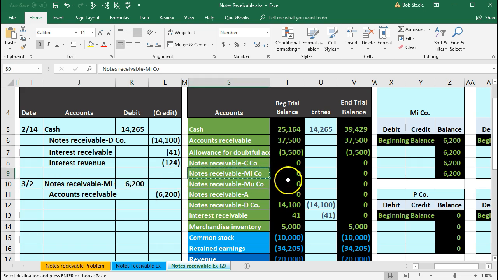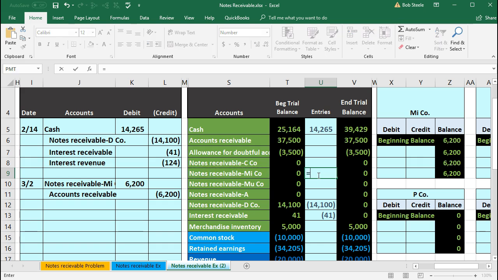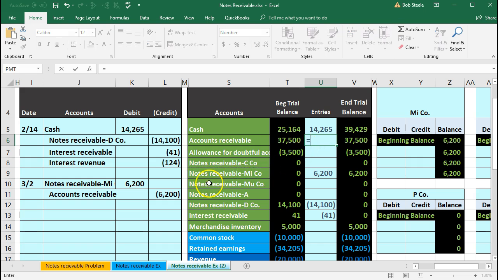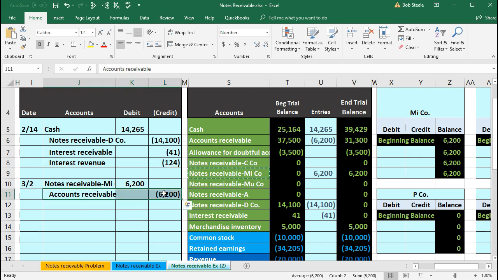Here's the notes receivable for MI that we're going to record. Here it is on the trial balance. We're going to record that in U9. So within U9, we're going to say equals. We're going to point to that 6,200, bringing that zero balance up by 6,200 to 6,200. Then we're going to record the other side. Accounts receivable has a credit here. Accounts receivable up top here, we're going to record that in cell U6. So within U6, we'll say equals and point to 6,200 credit, bringing that 37,500 down in the credit direction by 6,200 to 31,100. Now we also want to record this 6,200 on the subsidiary ledger.